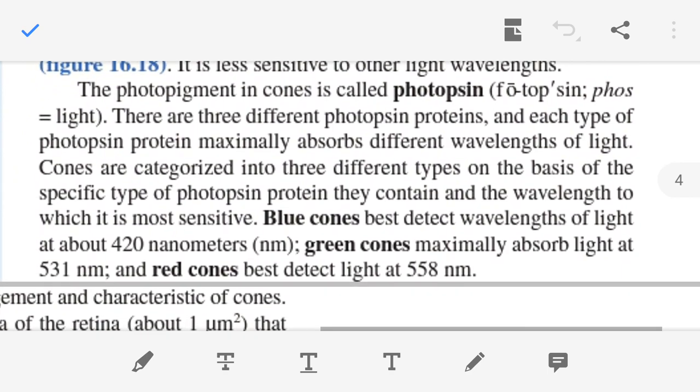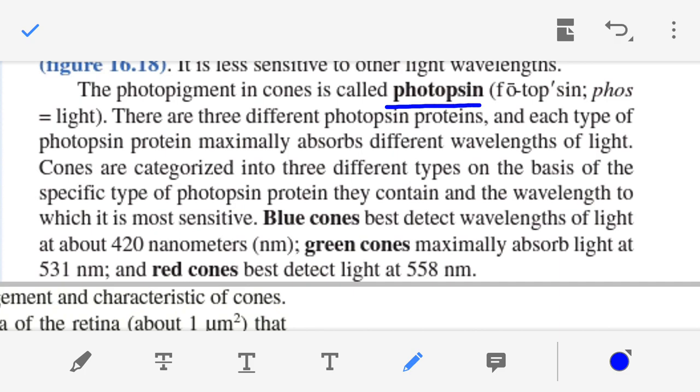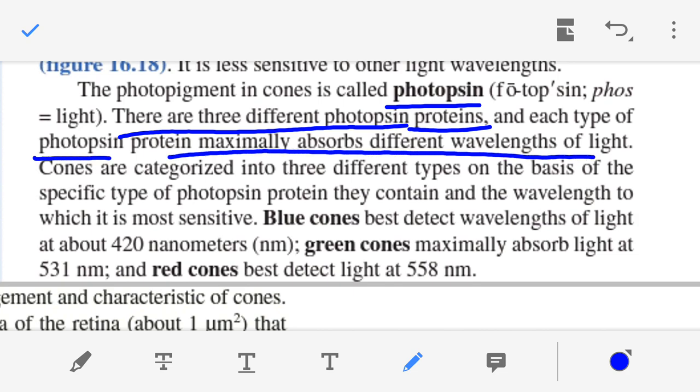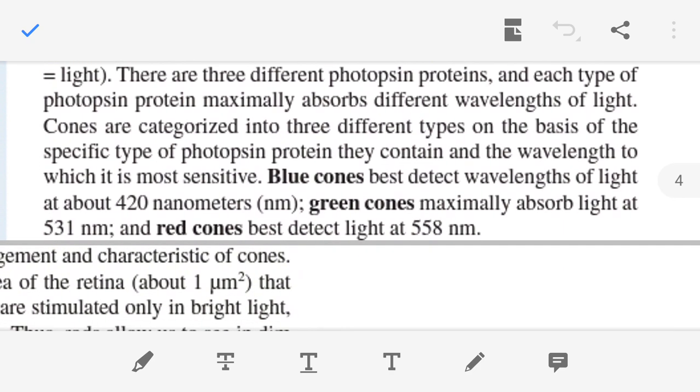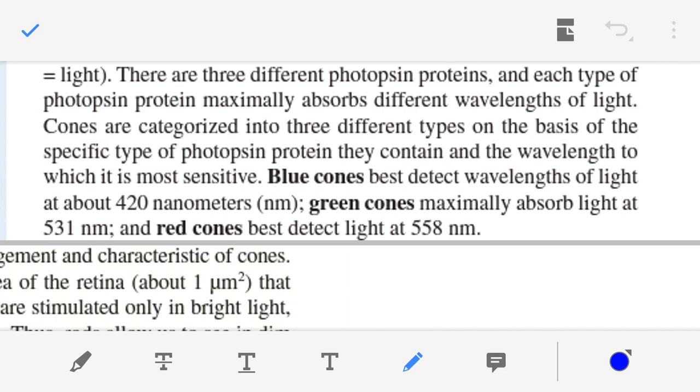Now the photopigment in the cones is called photopsin. There are three different photopsin proteins in the cones, and each type of photopsin protein maximally absorbs a different wavelength of light. A particular type of photopsin absorbs a particular wavelength of light. So based on the photopsin protein present and the wavelength of light it absorbs, we can categorize the cones into three types.